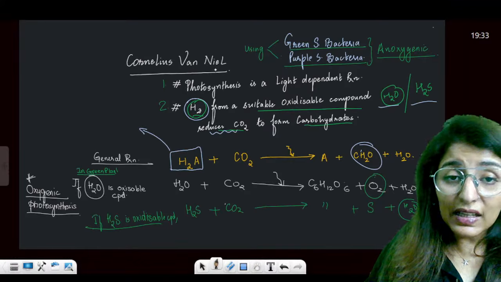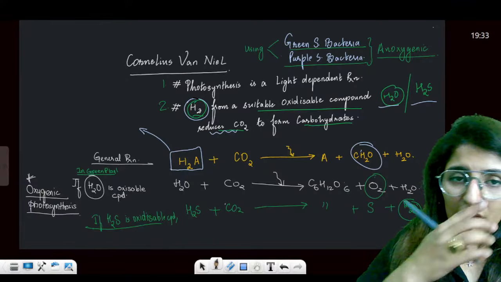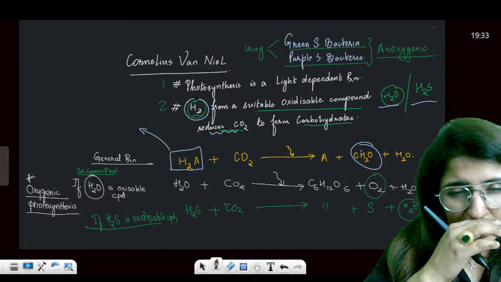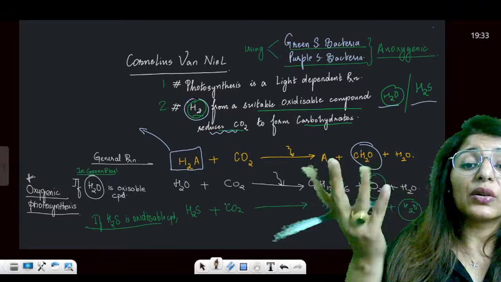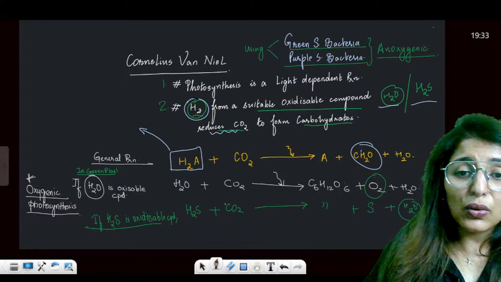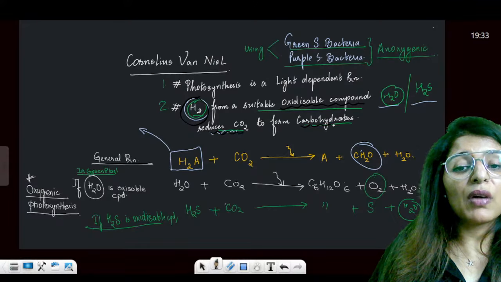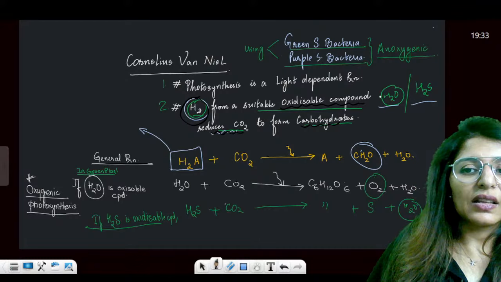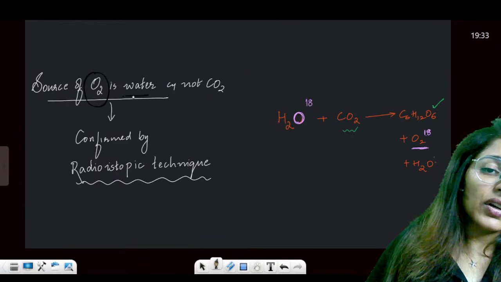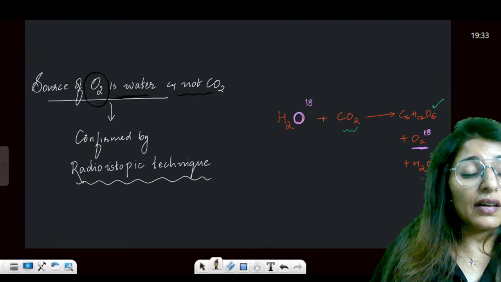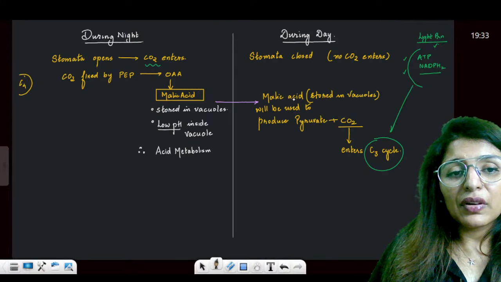Then Cornelius van Niel showed that if the hydrogen donor is water, it will lead to oxygen production. But if the hydrogen donor happens to be H2S, it will lead to the production of sulfur. Is that clear? So hydrogen comes from a suitable oxidizable compound and reduces CO2 to form carbohydrates. But during that process, this was also inferred. Clear? He only inferred that the source of oxygen is water and not CO2, and to prove this, he did a radioisotopic experiment. Are these points clear to everyone? Please let me know, guys.